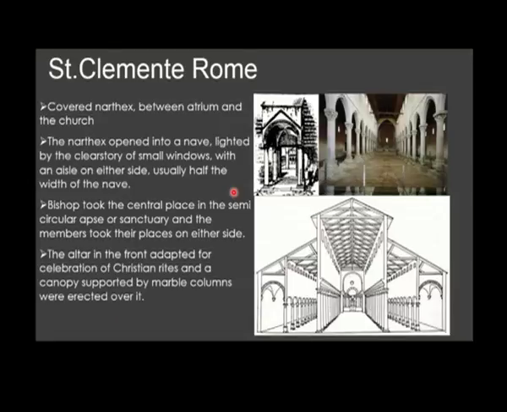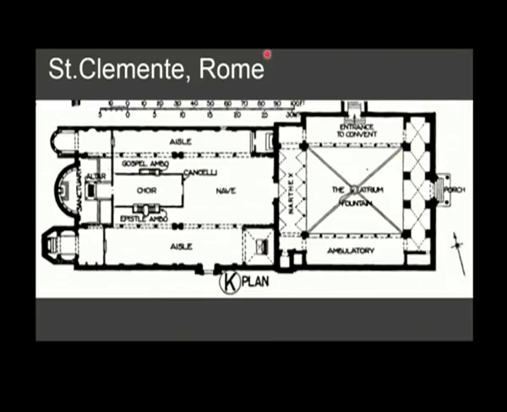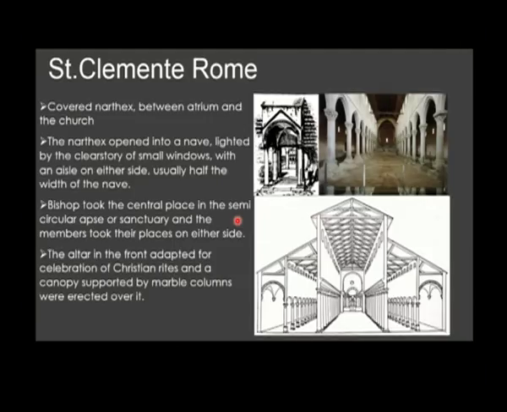As I said, the narthex opened into a nave and it is lighted by the clerestory of small windows. You can see it here. In this picture you can see the clerestory of windows, and here you have the aisles on either side, and in the center you have the nave. In this semicircular apse, this part is where the bishop sits. He took the place in the center of the semicircular apse so that he could face the nave and face the place where all the members took their places. So the members took their place here, and the bishop took his place here.